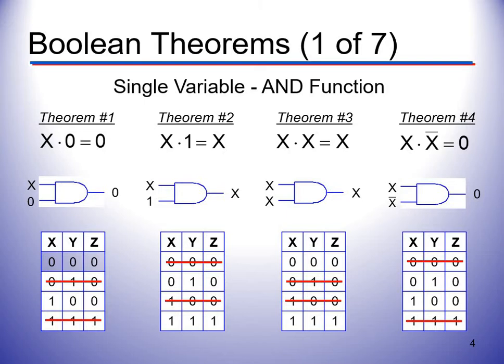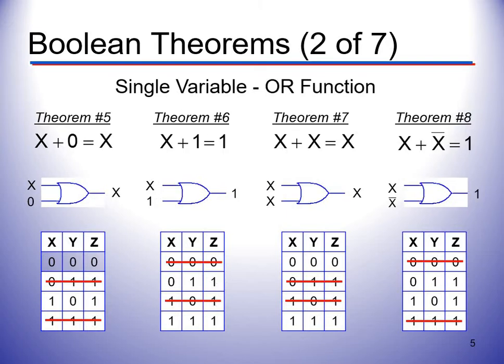So make sure, if you need to, pause the video and write those 4 theorems down, because we're going to add these next 4. This is for ORing. X OR 0 gives you whatever x is. X OR 1 is equal to 1. X OR x is equal to x, and x OR x bar is equal to 1. Just remember, when we're doing this, x can be a 1 or a 0. It's just going to be problem specific. You'll see as we get through some examples it'll make sense.